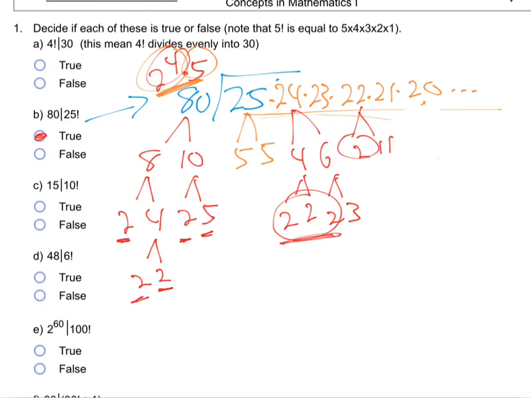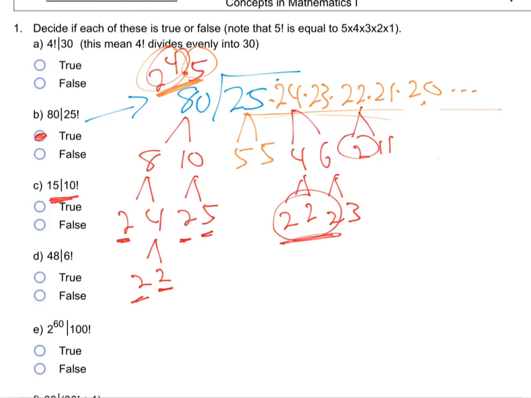Well, so you just break down the left side, 4 2s and a 5, and you ask yourself, are there 4 2s and a 5 on the other side? Yeah. So then it goes in for sure. Can you try that same thing on part C? Does 15 divide into 10 factorial?